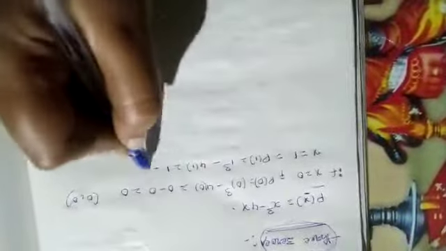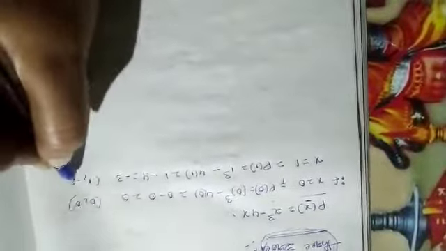I will take x values. If x equals 0, p of 0 equals 0 cube minus 4 into 0, which is 0 minus 0, equal to 0. Point is 0 comma 0. Next, if x equals 1, p of 1 equals 1 cube minus 4 into 1. 1 cube is 1 minus 4 into 1 is 4. 1 minus 4 is equal to minus 3. Point is 1 comma minus 3.